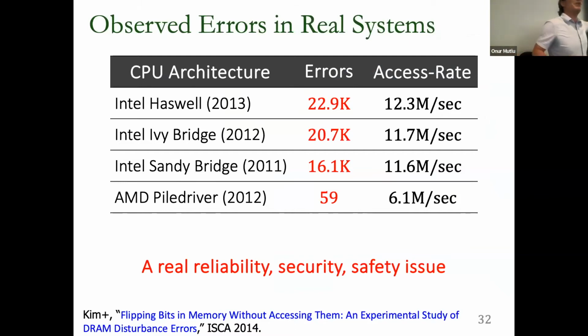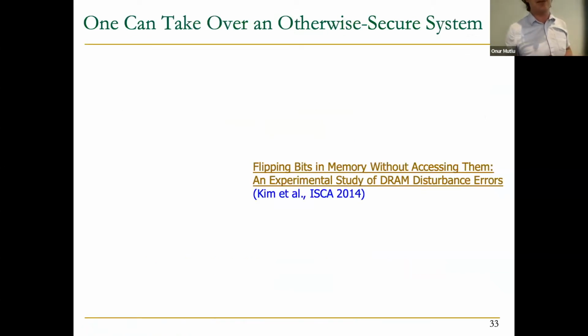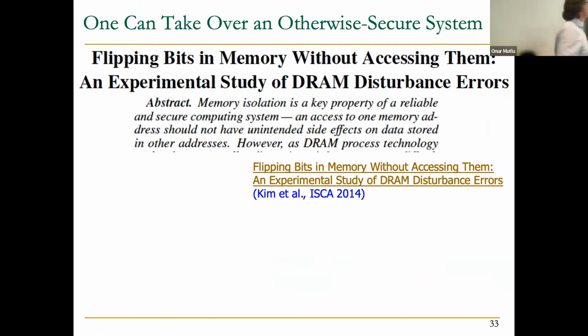I'm not going to harp upon these real systems. All of the real systems that employ a good enough memory controller and this sort of memory get bitflips. So it's a real reliability, security, and safety issue. In the paper, we said, as you can see in the first sentence, memory isolation is a key property of a reliable and secure computing system, and access to one memory address should not have unintended side effects on data stored in other addresses. I strongly believe that. And we basically said that if this does not get controlled, someone can hijack your computer.